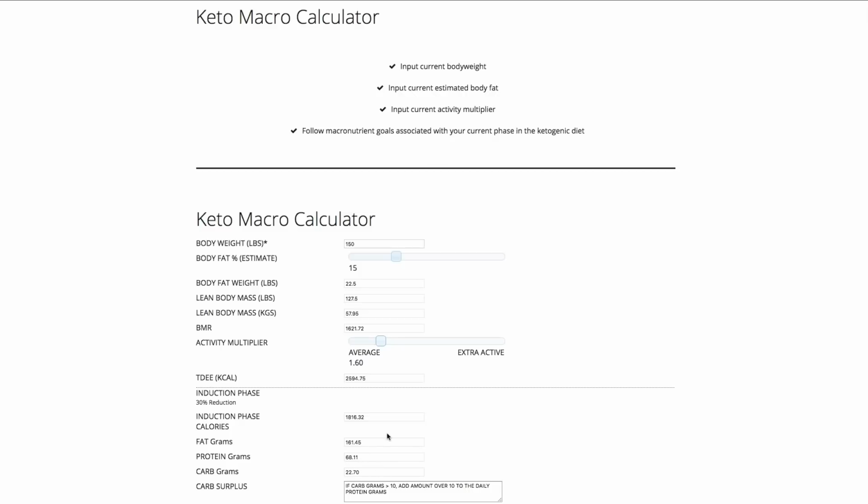So that's a good way to establish a starting point for your macros on this course. Again, if you know what your baseline is, if you've been tracking for a while and have a pretty good feel for what your maintenance level is, feel free to use that caloric intake with our prescribed ratios, and then we'll just hit the ground running.